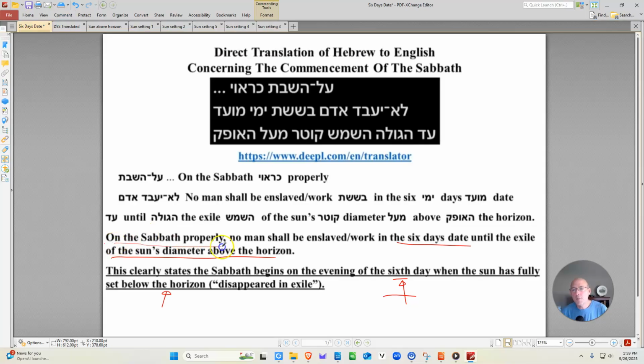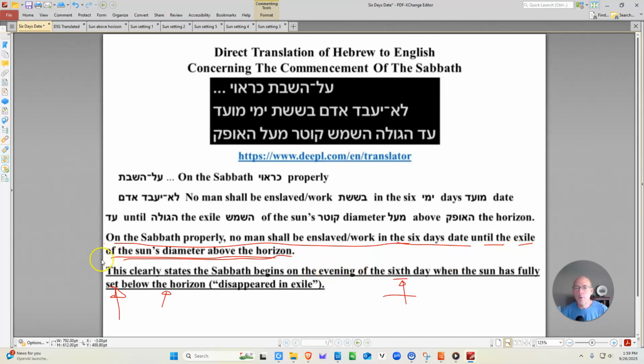But okay, on the Sabbath properly, no man shall be enslaved to work in the 6 days until the exile of the sun's, and this is what's key, of the sun's diameter above the horizon. So this passage is talking about the sun's diameter being above the horizon. Now, this person is saying set below the horizon, and he's got a different illustration, but I'm not going to go there. But we have this issue.